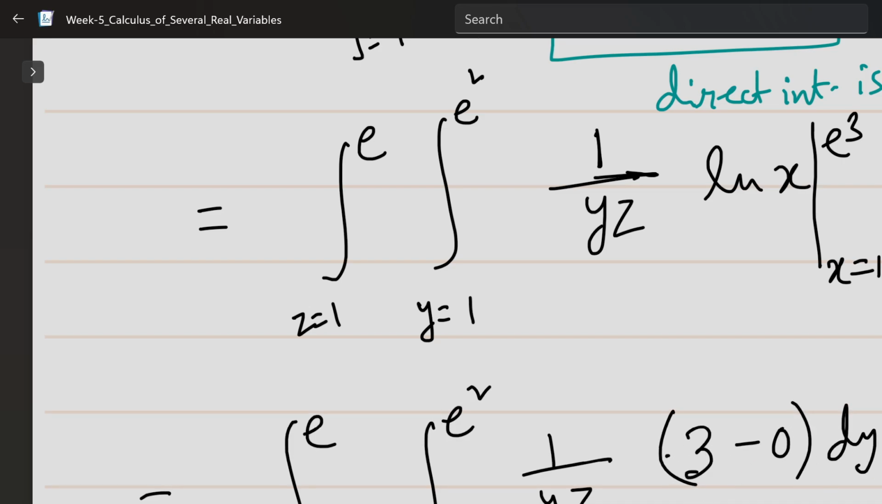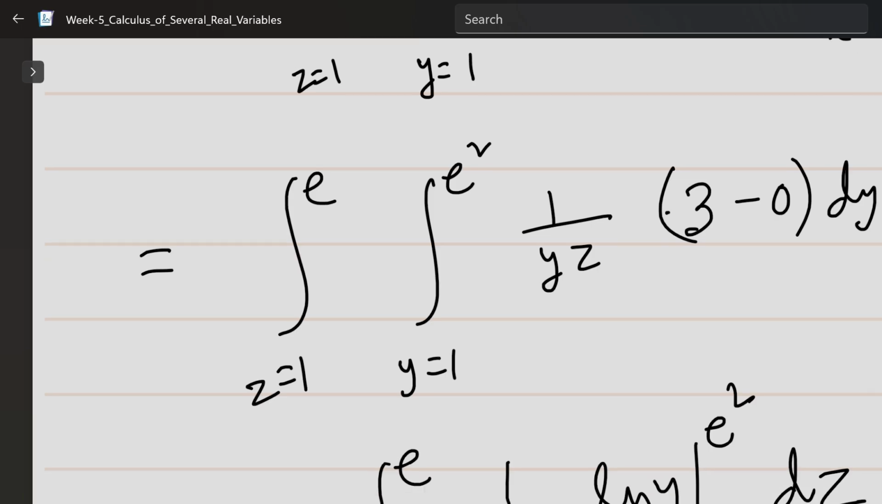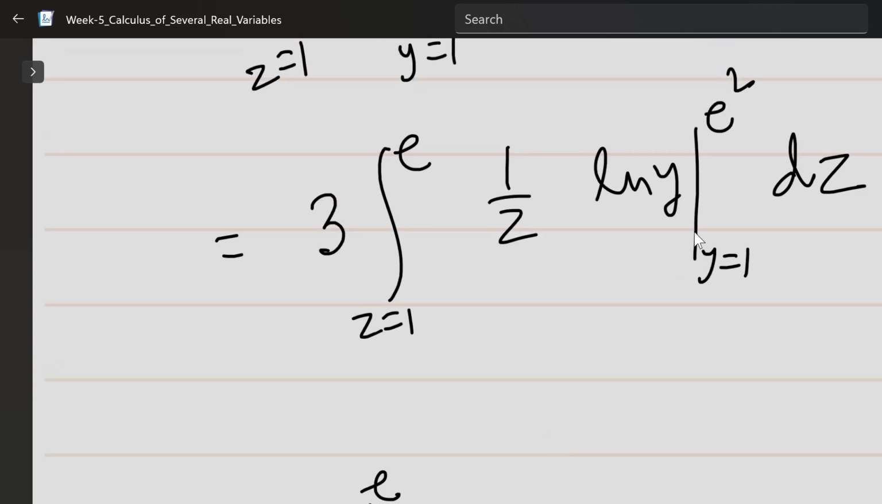Now you integrate with respect to y, so taking z as a constant, z equal to 1 to e. So 3 comes outside, 1 by z, ln y is from 1 to e square, dz. So what is this? 3 into integral z equal to 1 to e, 1 by z into 2, right? ln e square is 2 into ln e. So that means 2 into 1, that is 2. So dz.